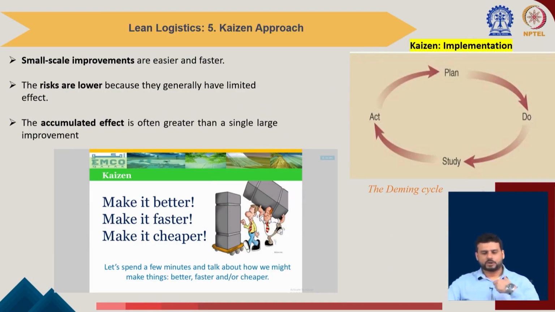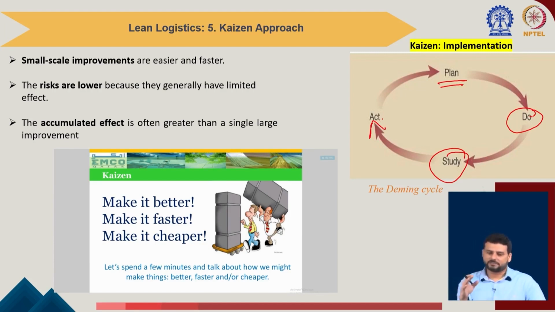The next approach is Kaizen. Kaizen is actually made up of two words, meaning change for improvement, right? So small steps of improvement will be there. So the very basic function, if you see how we can do that, we need to plan first, then accordingly we will do that, we'll study the effects, and we'll continue that process if the effects are in the positive direction.